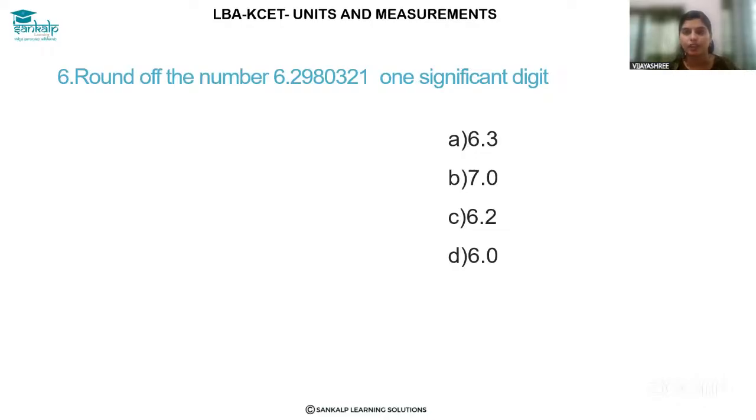So what we have to do, keep the required number of significant figure here. We need one significant figure. Let us write the number again. 6.2980321. Required number of significant figure, how many do we need? 1. So first we have to keep this. Look at the very next number. What is it? Very next digit is 2.